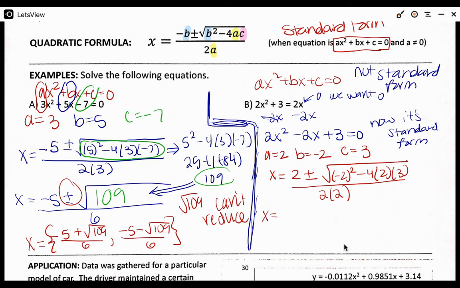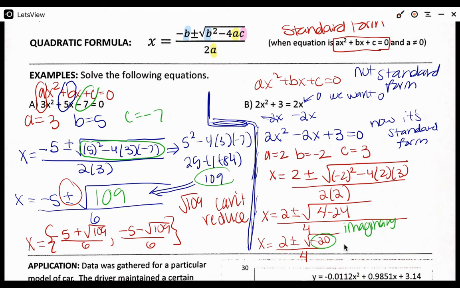So x is equal to 2 plus or minus the square root of 4 minus 24 all over 4. So x is equal to 2 plus or minus the square root of negative 20 all over 4. Negative means imaginary.